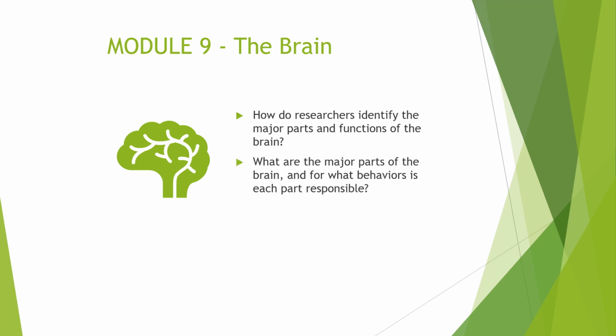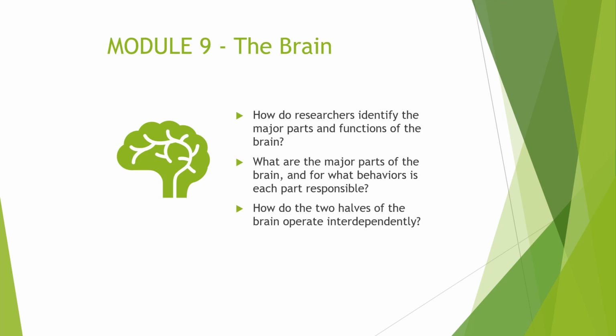The second question, what are the major parts of the brain? And for what behaviors is each part responsible? So we'll talk about each part of the brain, whether it's the 2 hemispheres, the 4 lobes, all the structures that are within those 4 lobes, and then the behaviors that each structure is responsible for.